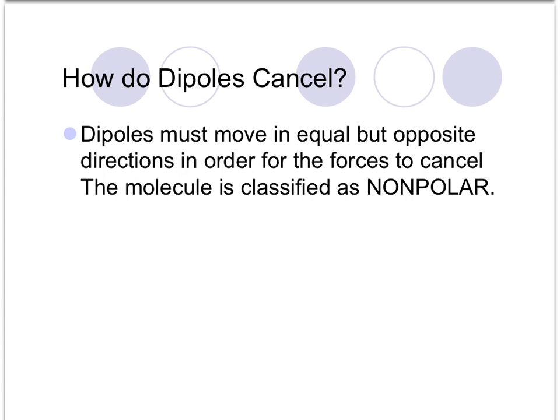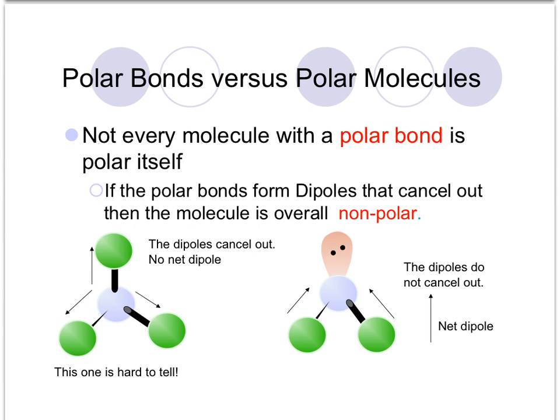So remember that dipoles must move in equal but opposite directions in order for the forces to cancel. If this can happen, the dipoles will disappear and the molecule will be classified as nonpolar. So not every molecule with a polar bond will be a polar molecule itself. Let's take a look at the two pictures.